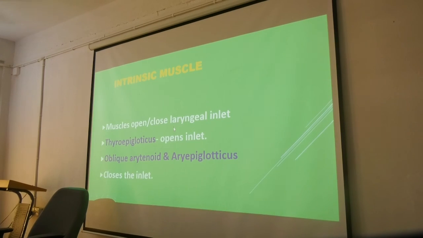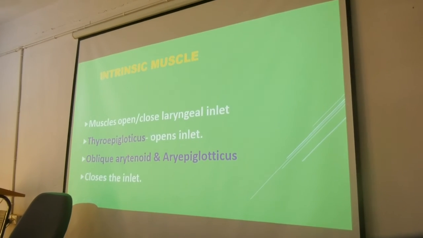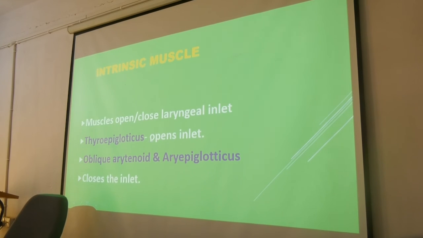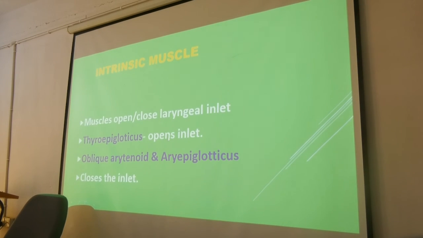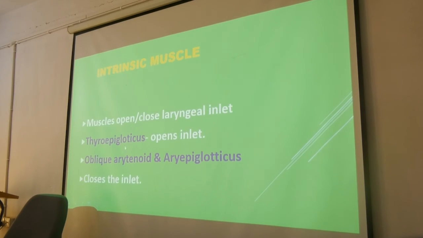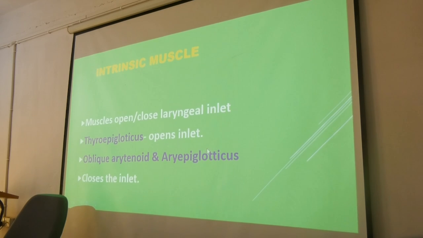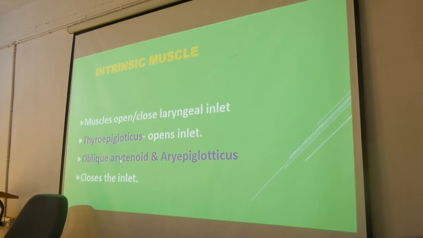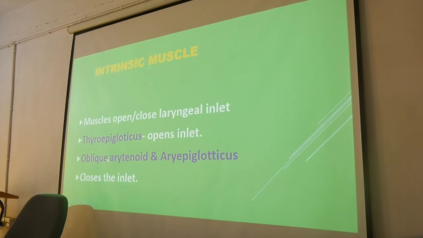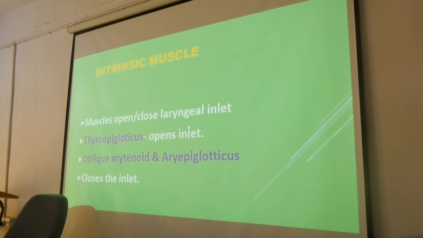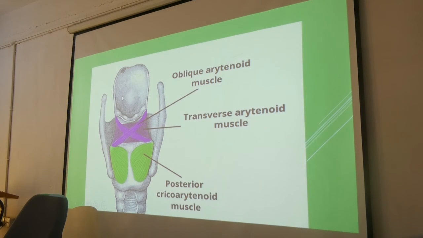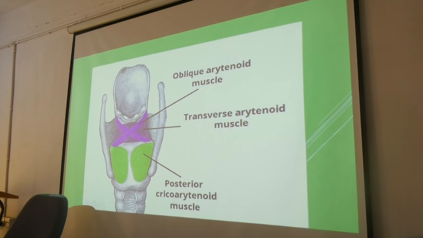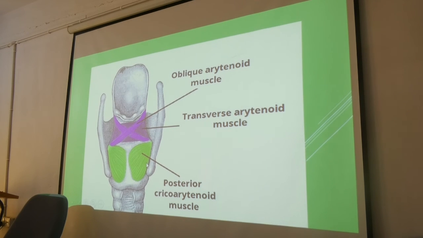Okay. So what are the intrinsic muscles? You have to know the function. Thyroepiglotticus opens the laryngeal inlet, and oblique arytenoid and aryepiglotticus close the inlet, just the reverse. Thyroepiglotticus, and oblique arytenoid and aryepiglotticus. Very difficult, this one. So see, this is the oblique arytenoid, how it is placed, and this is the transverse arytenoid and posterior cricoarytenoid.